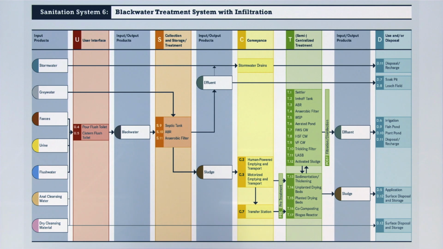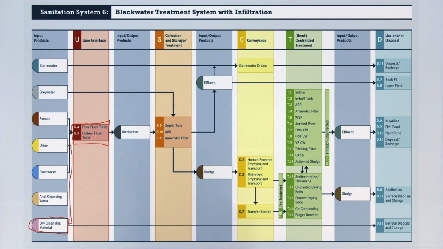Let's assume that the population is made up of wipers and that they throw paper in the toilet, so we don't need a separate technology for it. Our gray cleansing material will follow this light line and mix it in with our urine, feces, and flush water. The urine, feces, and flush water, along with the toilet paper, will all flow into the user interface.